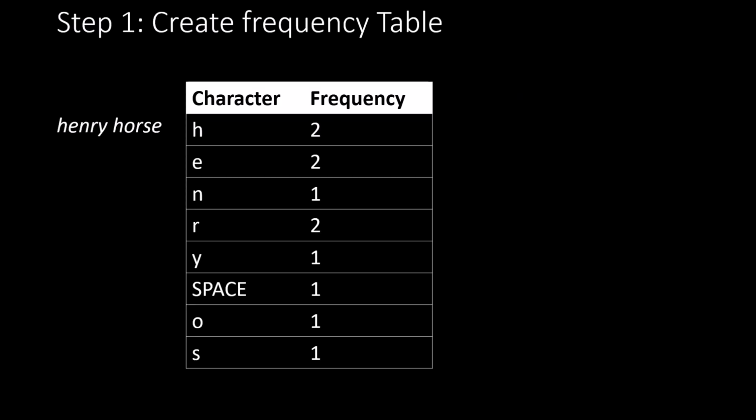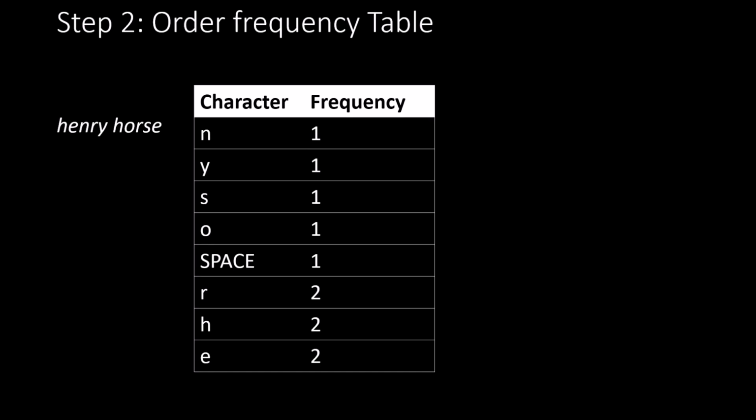The first stage in the process is to create a frequency table. In this example of Henry Horse, we have two H's, two E's, and two R's. All the other characters, we only have one each of those. We also need to consider the space as well. That's also considered a character too.